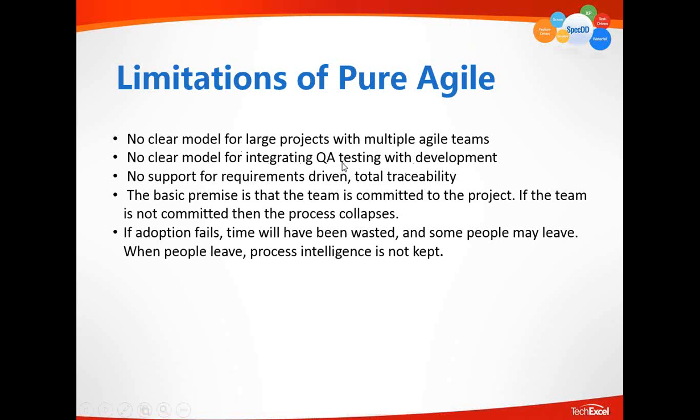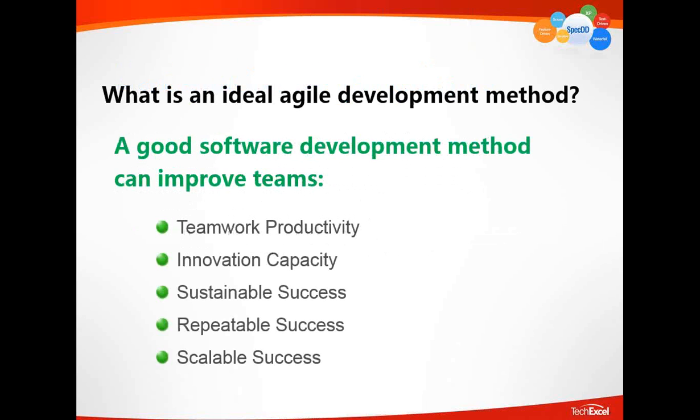As a matter of fact, if you think about the Scrum process, all those processes and artifacts are heavily focused on the development process, not on the QA testing process. There's no testing standard. There's no testing plan or test cycle as artifacts. There's no support for requirement-driven work, so therefore there's no total traceability model. And there are a few other limitations.